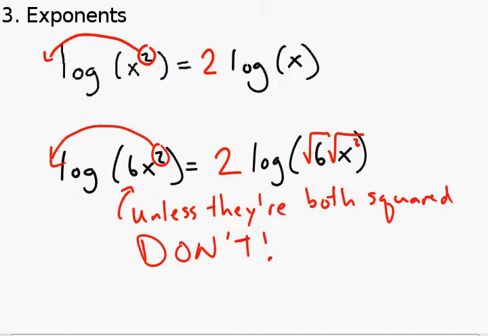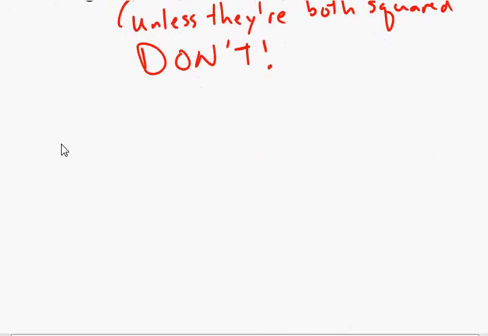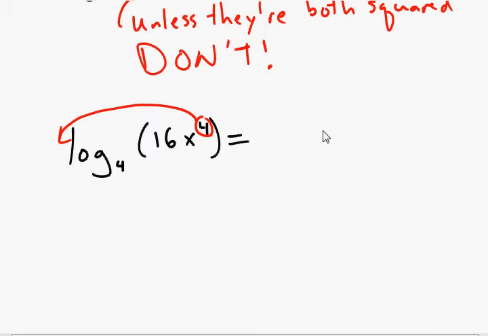And this isn't just for squaring. If we have something like this, the log, we'll say base 4, of 16x to the 4th, that would be equal to, we can take out a 4 and get 4 times the logarithm of 2x, because 2 to the 4th power is 16. I manipulated both the x and the 16, everything inside of the logarithm.